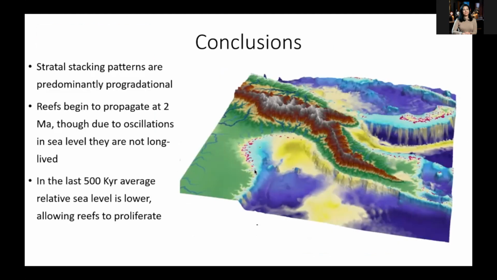So just to quickly wrap things up, in our model we've seen that the stratal stacking patterns are predominantly progradational, and reefs have gone through multiple phases of proliferation and burial, but mostly proliferated in the last 500,000 years. Most sediment infill was directly in the basin adjacent to the mountain range, and after it was filled in, sediment began to migrate further out into this low and across this channel here.